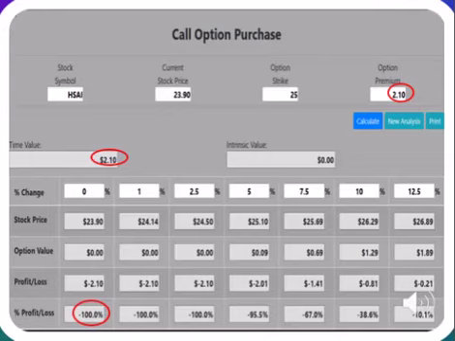We can see that if the HSAI stock price is flat at 23.90 at option expiration, the 25 call will lose 100% of its value. Ouch! This is an unacceptable risk that can wipe out a trading account in a hurry.